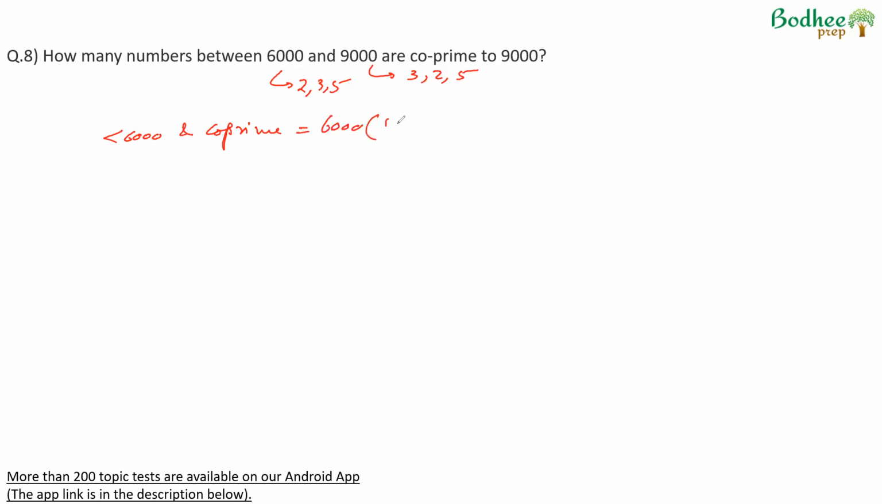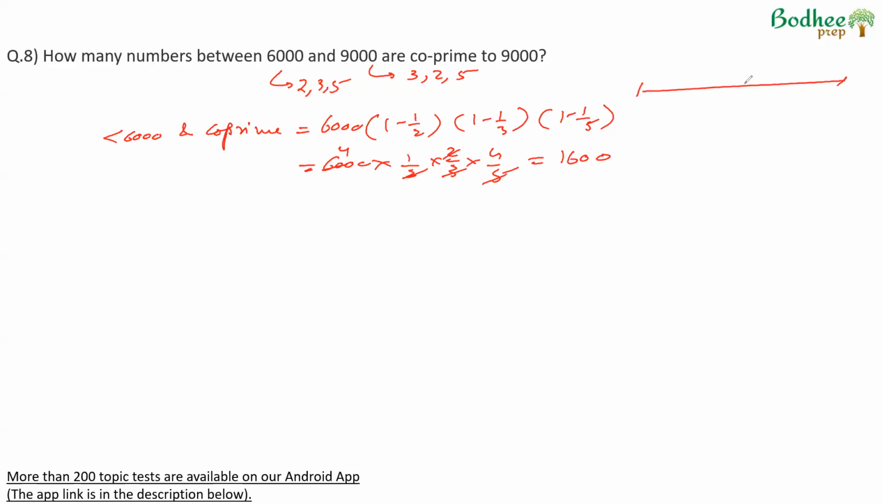6,000 into 1 minus 1 by 2 into 1 minus 1 by 3 into 1 minus 1 by 5. So this becomes 6,000 into 1 by 2 into 2 by 3 into 4 by 5. 2 cancels, 5 times 3 is 15, 15 times 4 is 60. Therefore, 1600. So these are numbers from 1 to 6,000; there are 1600 numbers which are co-prime with 6,000.